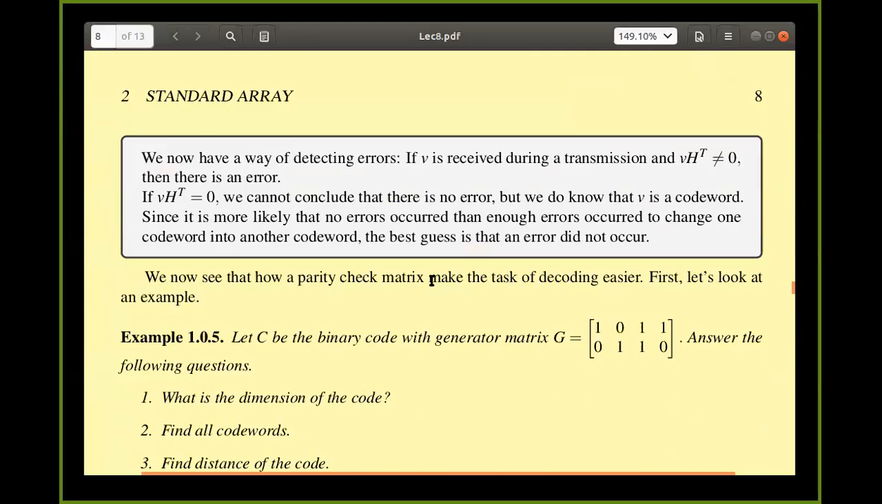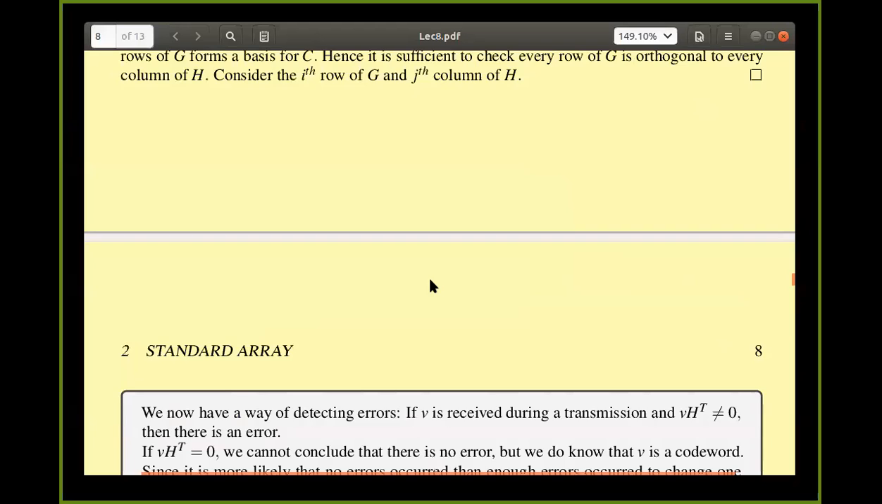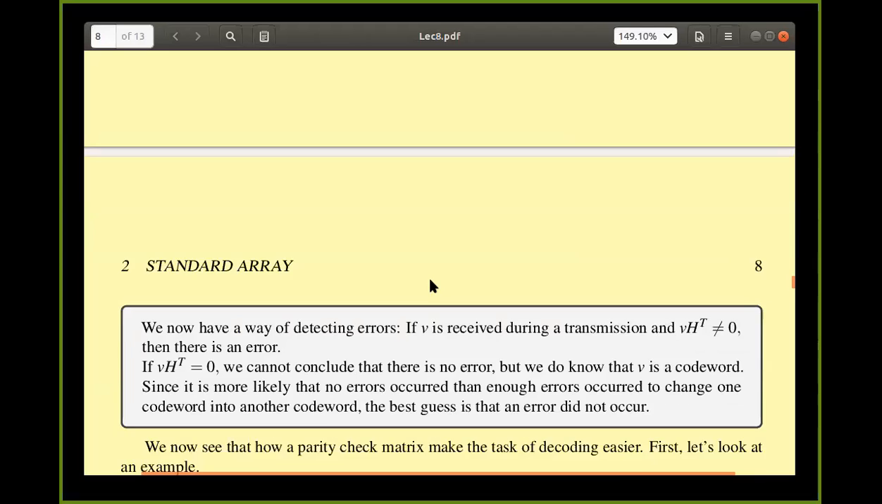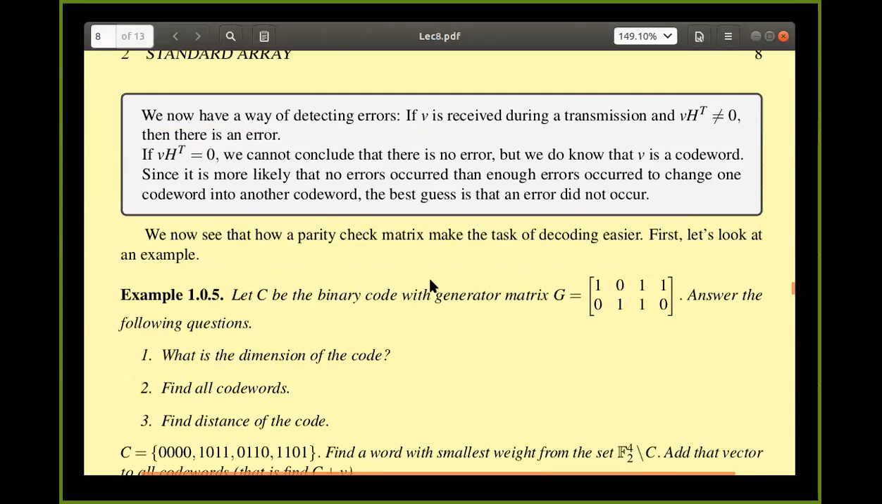The advantage of this is that now we have a way to detect errors. Till now we were only encoding; the encoder function we know by G. Now how can we do the decoding? Suppose V is a vector received during the transmission. If V H transpose is not equal to 0, then there is an error. If V H transpose equals 0, then we cannot conclude for sure that there is no error, but we do know that V is a code word. It may be another code word, that's okay.